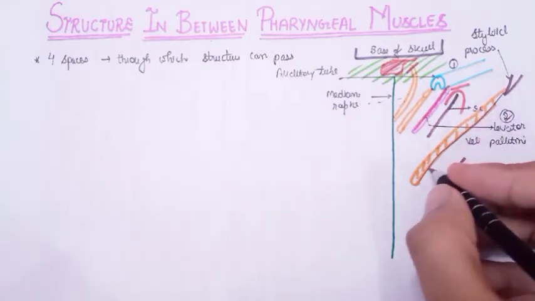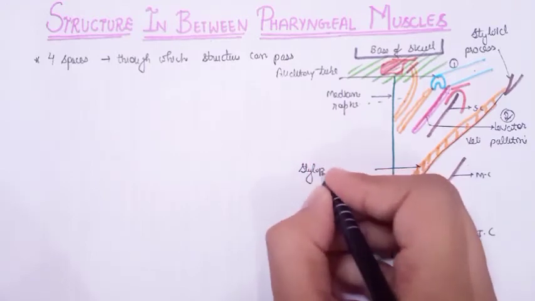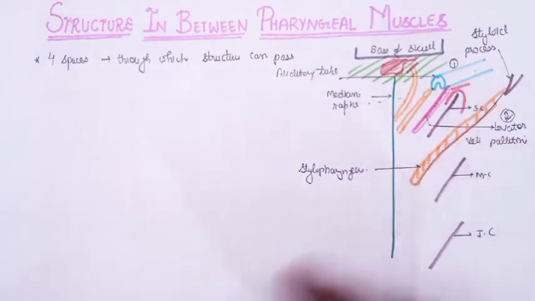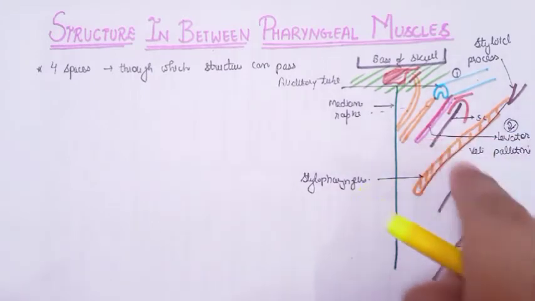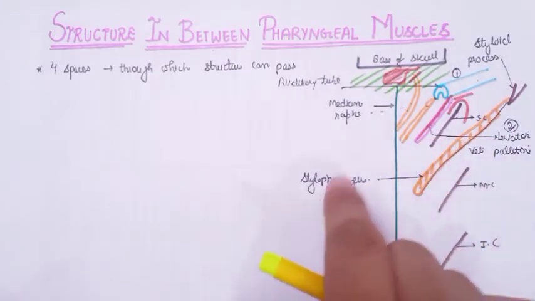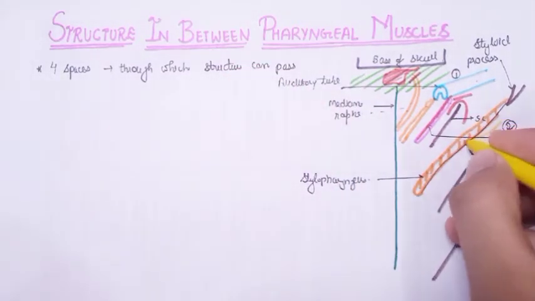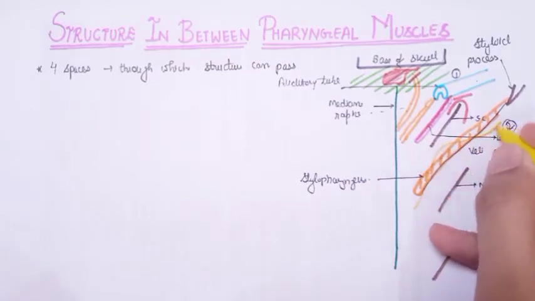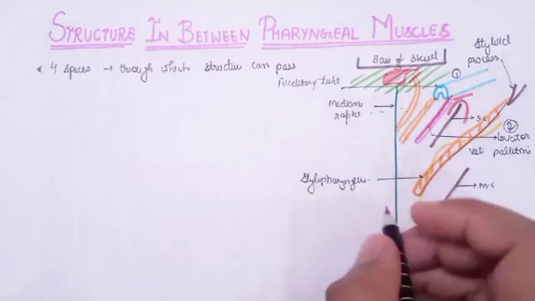Now we have one structure between the superior constrictor and the middle constrictor, that is, which muscle? Stylopharyngeus, the longitudinal muscle of the pharyngeal wall, situated more inferior. So we have one structure between the superior and middle constrictor, that is the stylopharyngeus. Apart from the stylopharyngeus, we have one nerve as well, that is the glossopharyngeal nerve. So this nerve is nothing but the glossopharyngeal nerve.